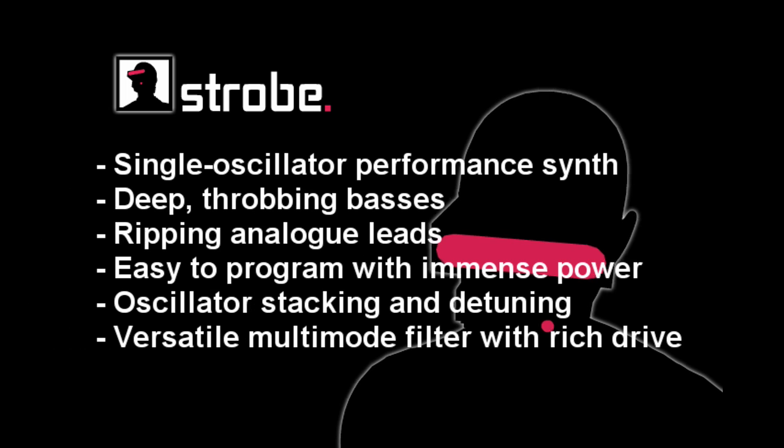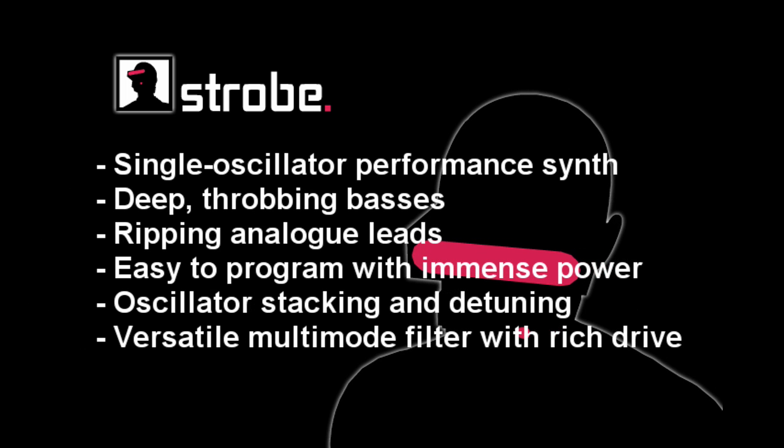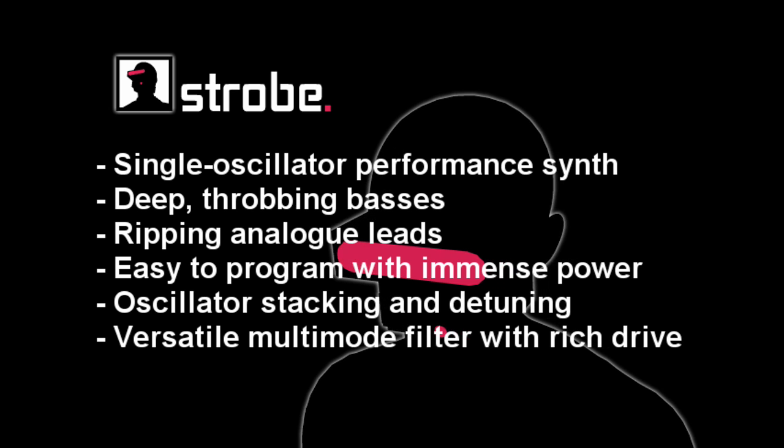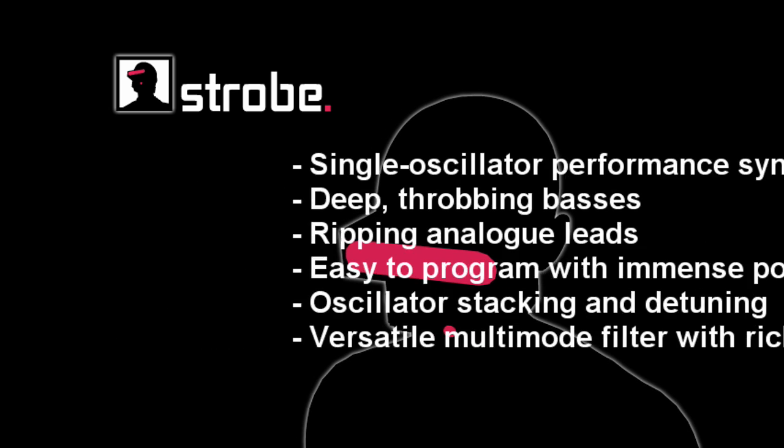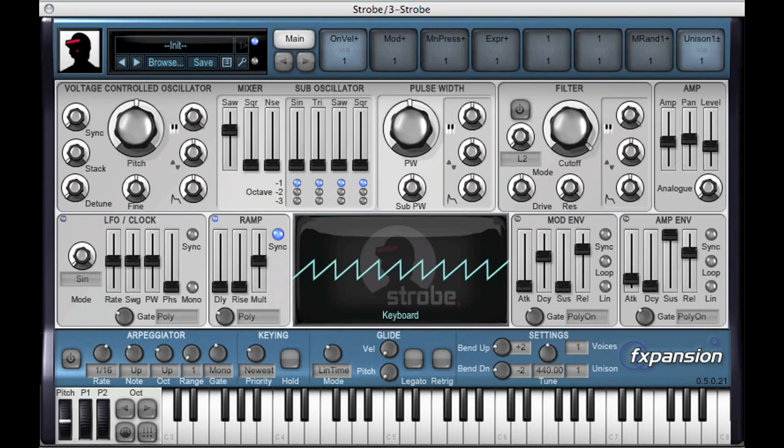Hi, in this video we're going to take a look at Strobe. Strobe is a one oscillator, one filter synth based around classics like the Roland SH101, the Sequential Circuits Pro 1 and the Oberheim OB1. One of the defining characteristics about all these synths is that they're monophonic, which means you can only play one note at once.